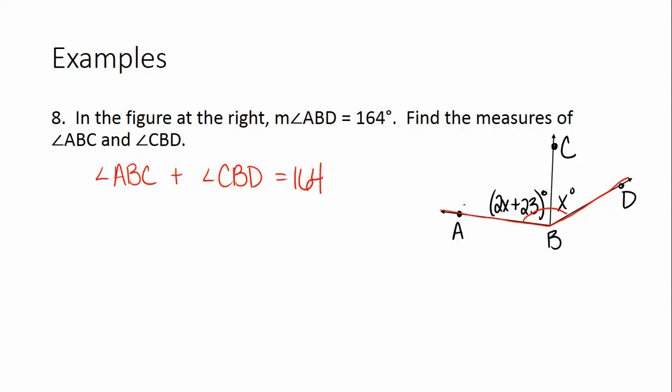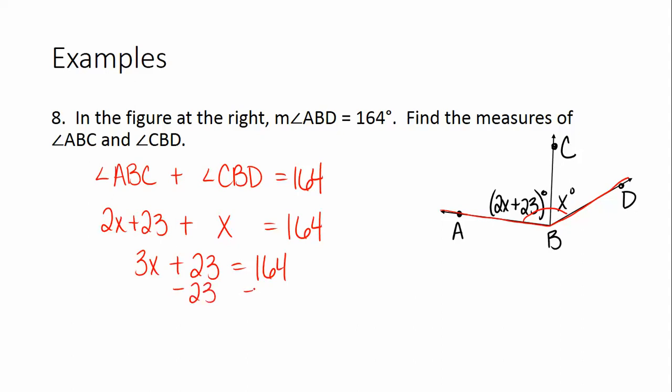Well, ABC is 2x plus 23, and CBD is x. Now we need to combine like terms. 3x plus 23 equals 164. Subtract 23 from both sides. 3x equals 141. Finally, we're going to divide both sides by 3 so that we can find out what x equals. So 141 divided by 3, we get that x equals 7.